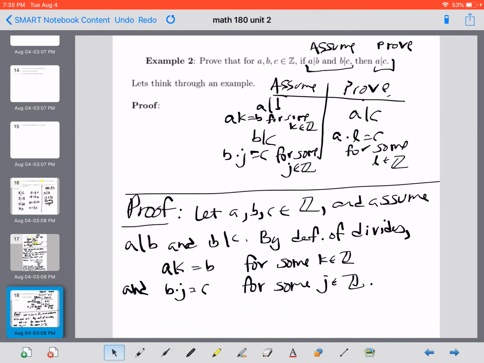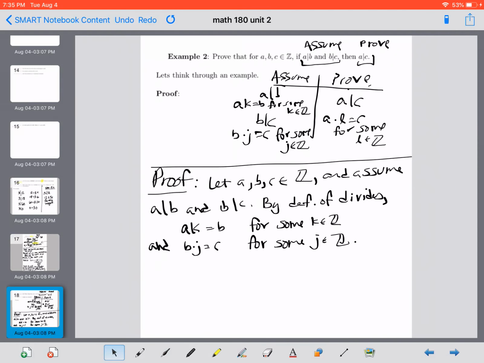Alright, now, it's probably a good idea, I forgot to do this in the last one, to let the reader know what it is you're trying to show. So we must show that a divides c, right? This is what we're trying to prove. Alright, so we're trying to show that c is a multiple of a.